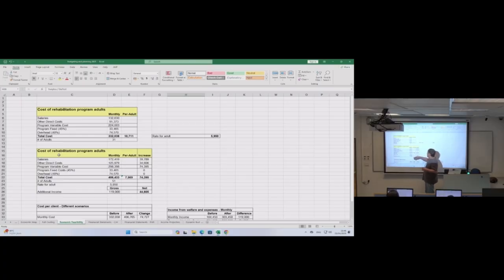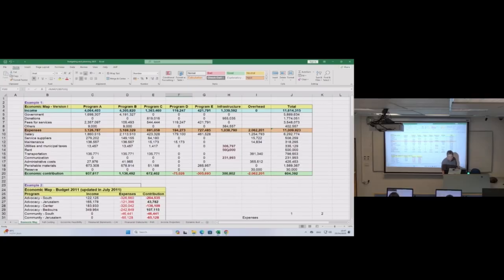Other direct costs increase, obviously. We need more materials, more food, more medicine, etc. However, there is no change in the fixed cost. Now, this is not a rule. It depends on the context, which means that the main item of the program fixed cost in this organization, just to remind you, was rent. Okay? Rent and then utilities and municipal taxes.